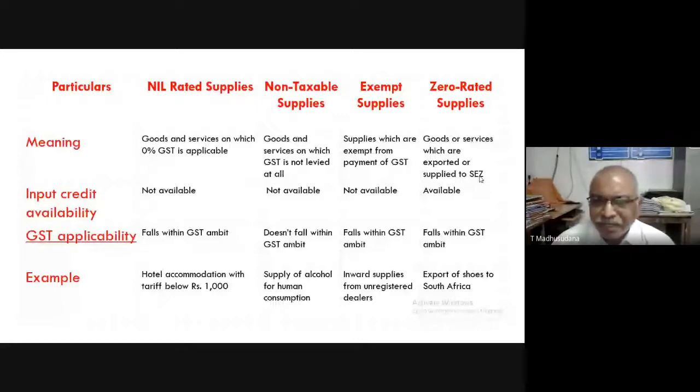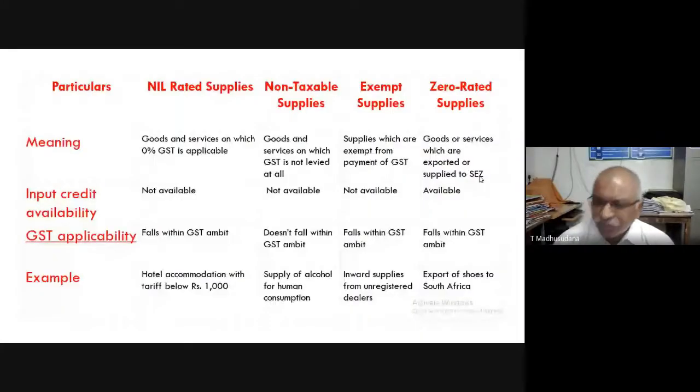For the remaining ones, nil rated and non-taxable, input tax credit is not available. But for zero rated supplies, they can claim input credit.